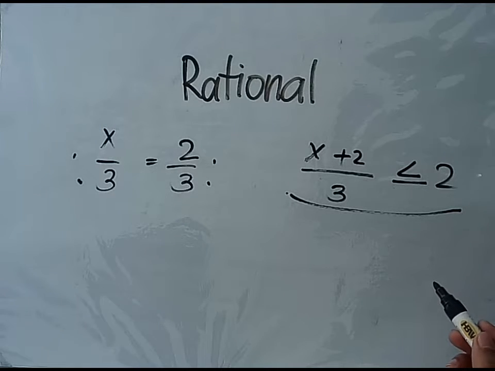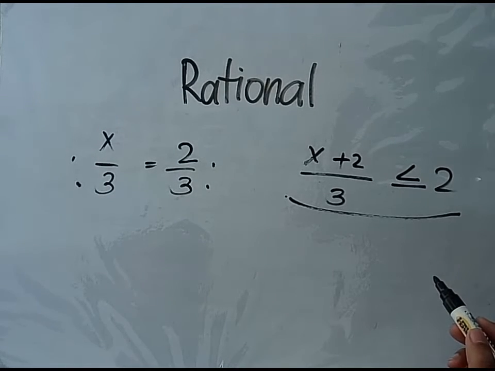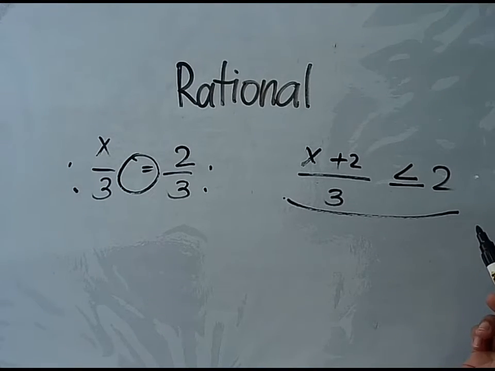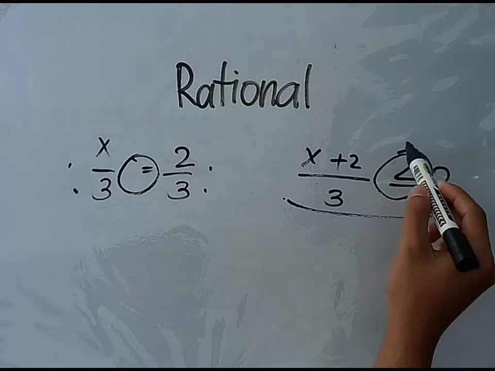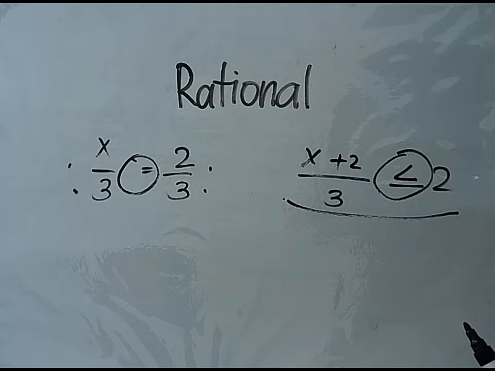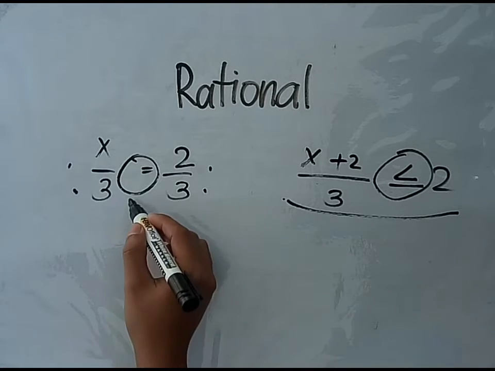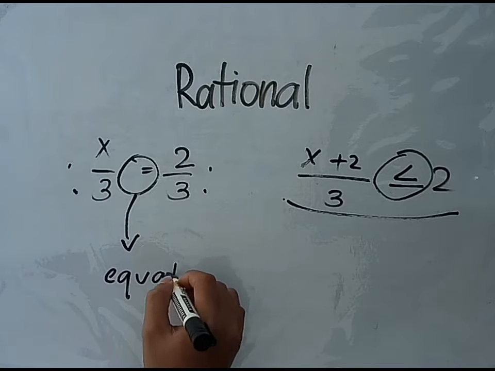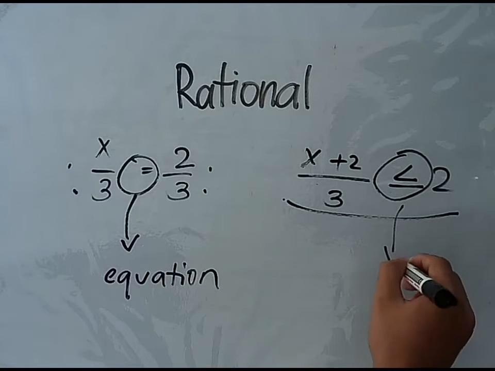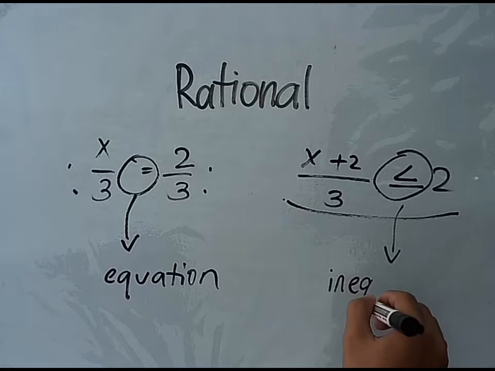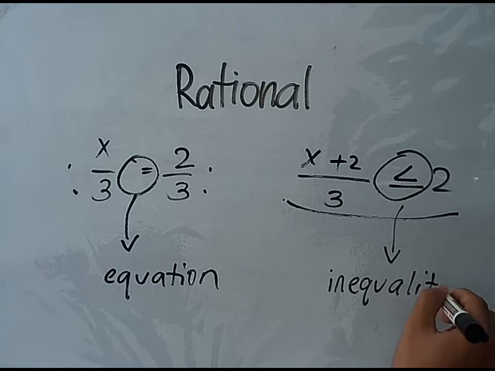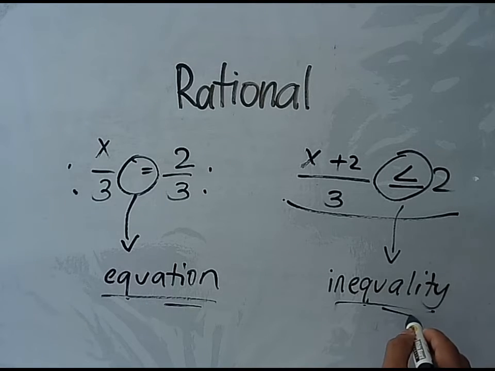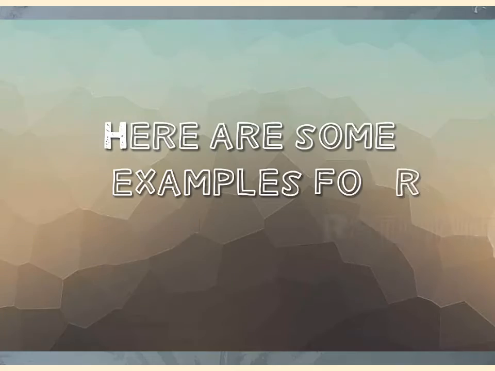Now, look carefully at the sign. On the left, we have this equal sign, and on the right, we have this less than or equal sign. The equal sign on the left is for a rational equation, while the less than or equal sign on the right is for a rational inequality. These easy steps help you distinguish if the given is a rational equation or a rational inequality.